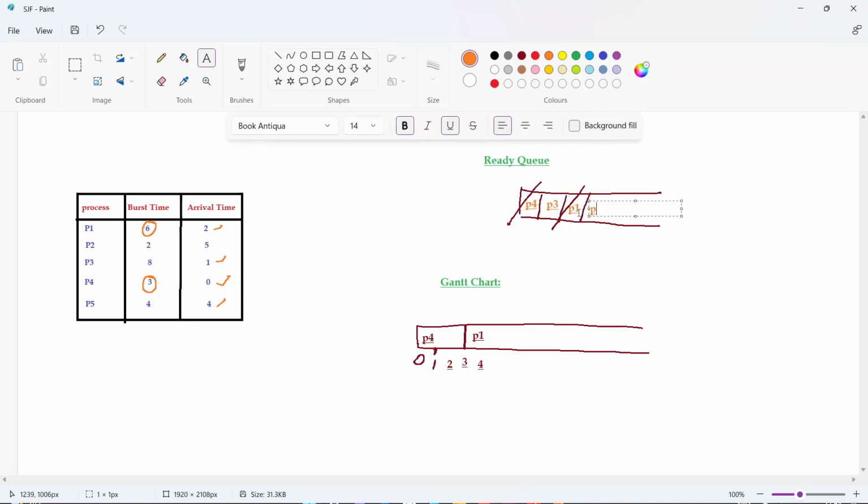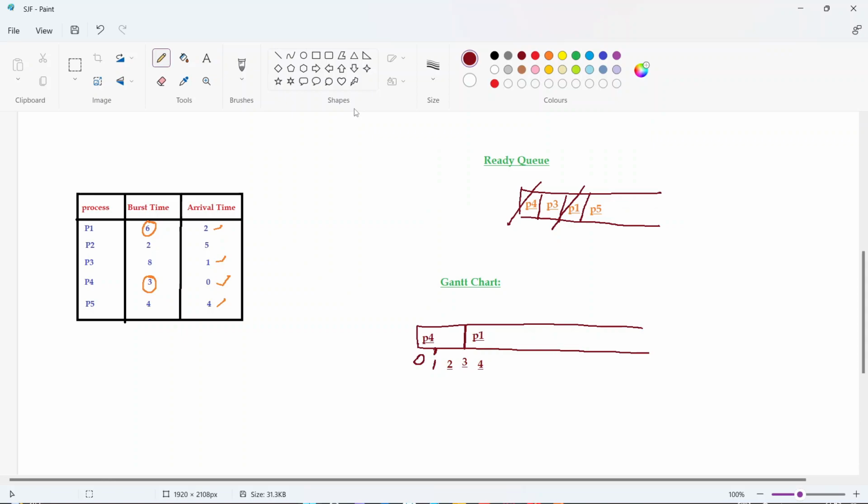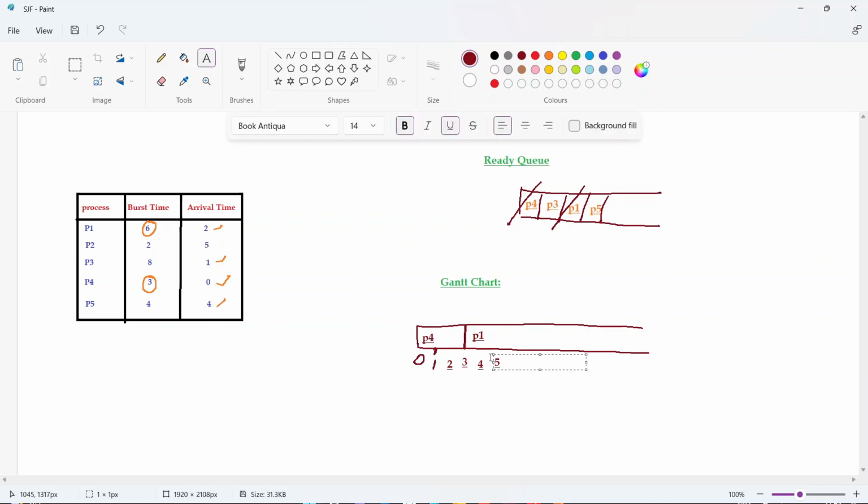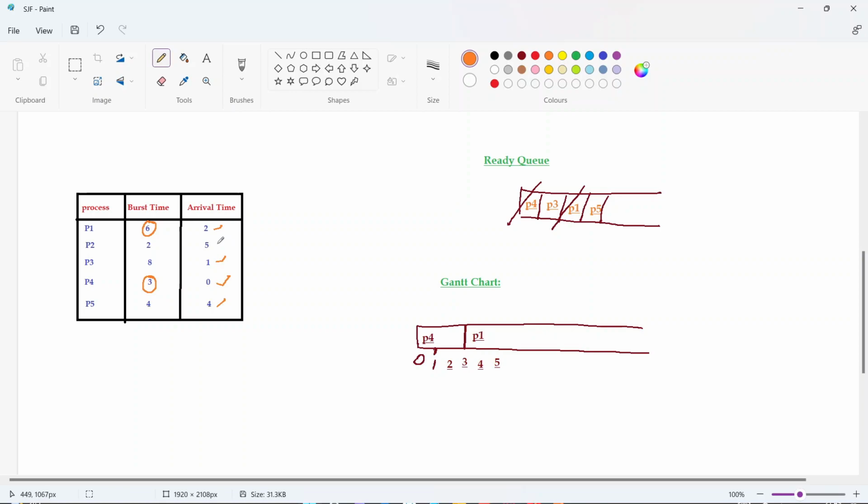That is what, at each second we need to check whether a new process is arriving or not. I hope you all are understanding what I am doing here. Now P1 continues execution because it requires 6 seconds. We have executed for only 1 second. Let us execute for 1 more second, 5 seconds, and we need to check whether any process is arriving at the 5th second. Yes, P2 is arriving. We need to add P2 to the ready queue.